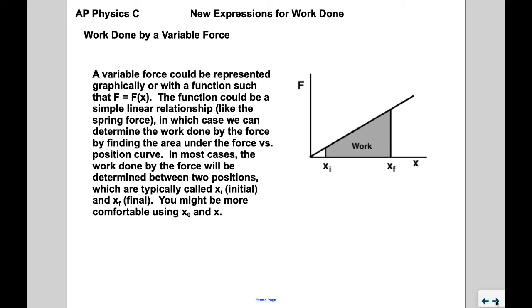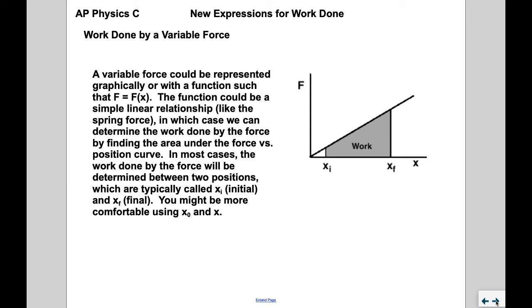In most cases, the work done by the force would be determined between two positions. So x initial and x final. You might be more comfortable using x naught and x to be consistent with the idea of initial and final positions in kinematics. Either way is fine as long as you know what you're talking about.